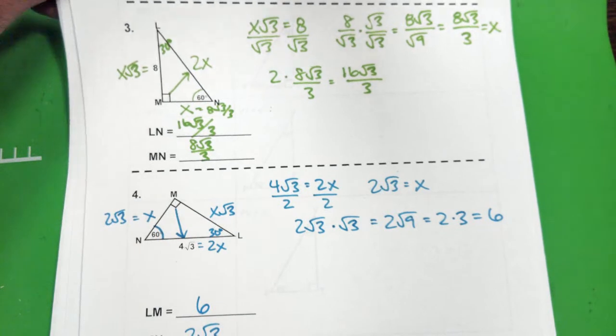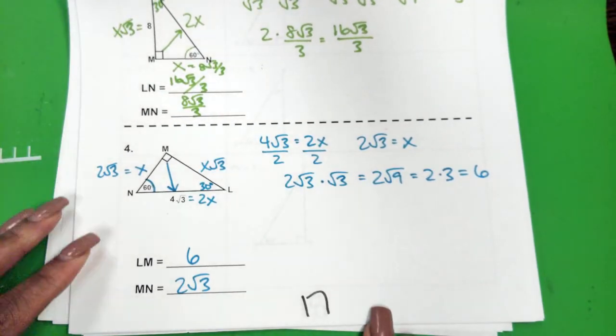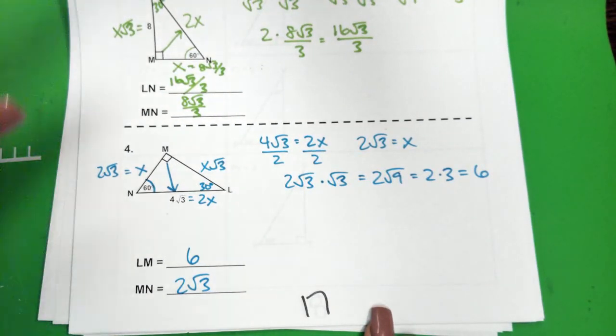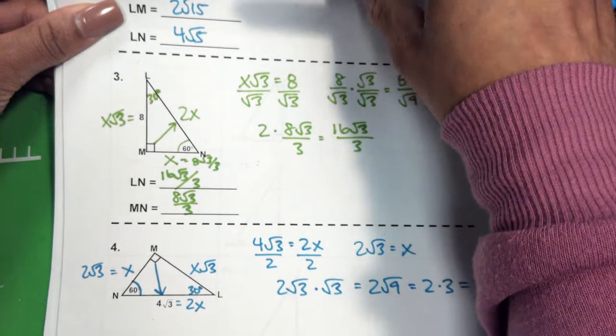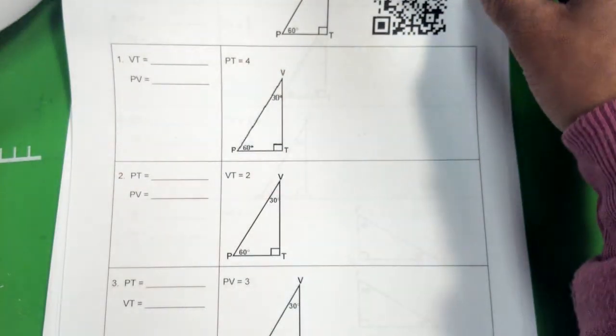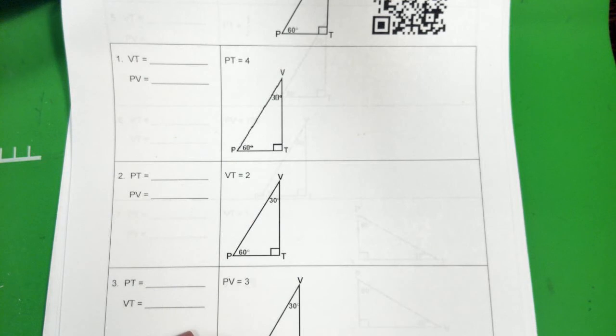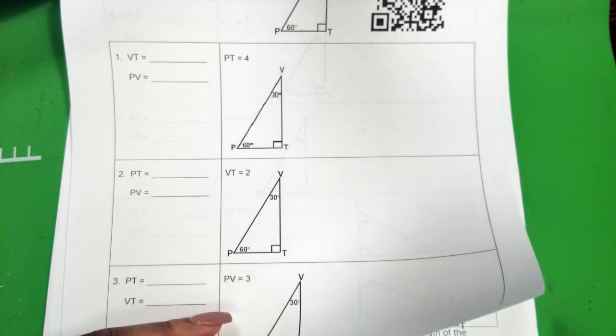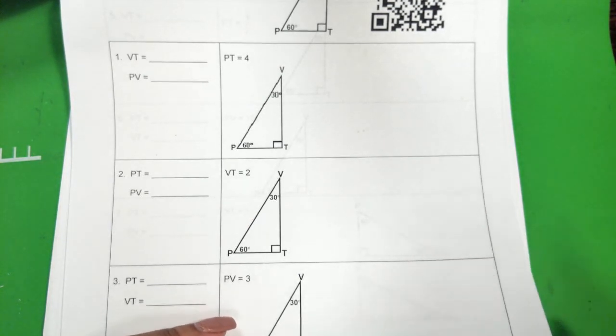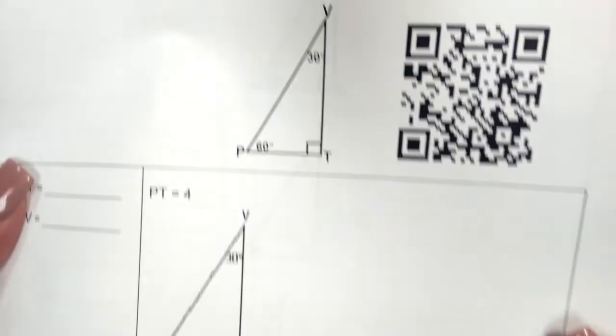Alright, so that is page 17. So your practice pages in this case are pages 18, 19, and 20. 18, 19, and 20 are your practice pages.